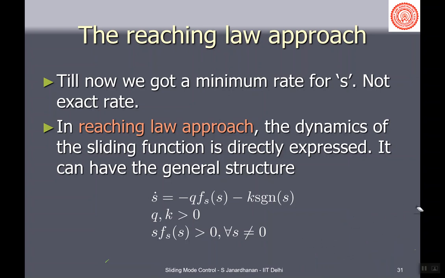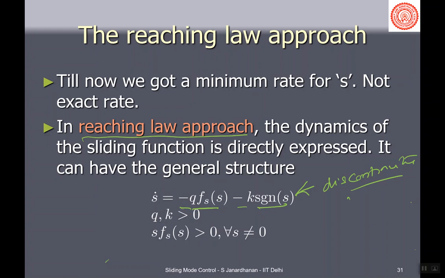So to be able to do that, we have come up with the reaching law approach, where you relate S dot and S by equations which ensure that S dot is less than minus eta mod S. For that, S dot generally has a structure of minus q f S minus k sign S. This is what gives the discontinuity in this S dot variable.